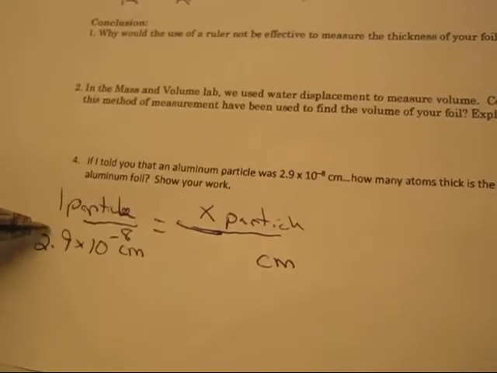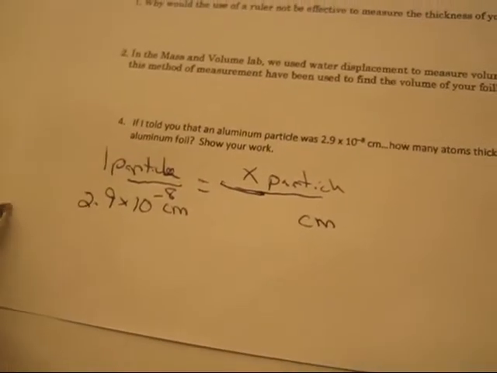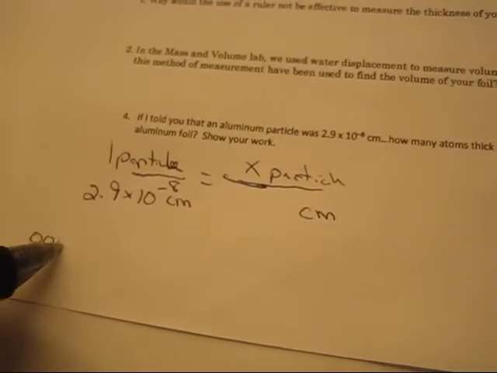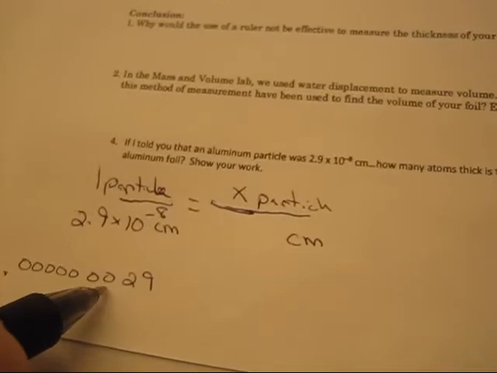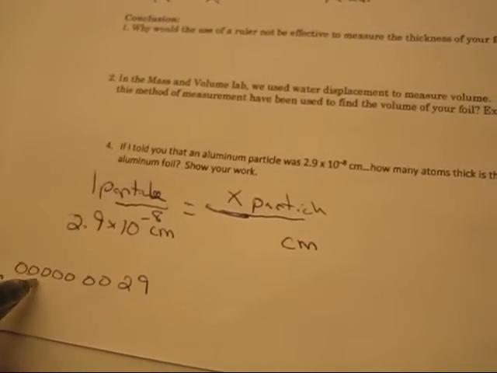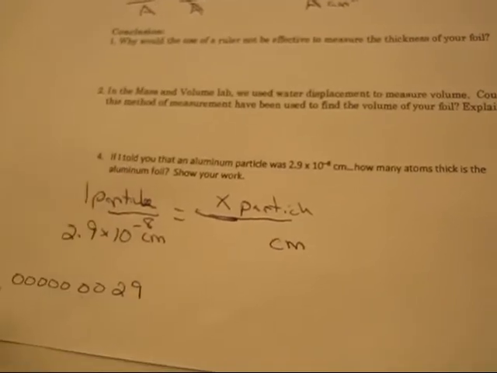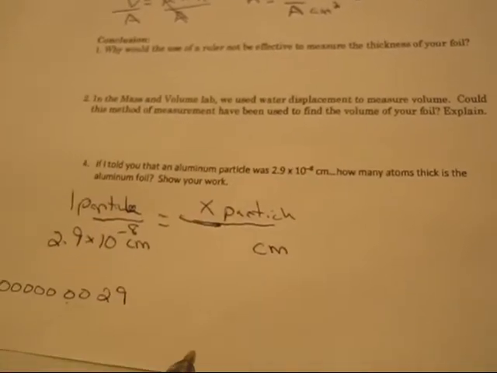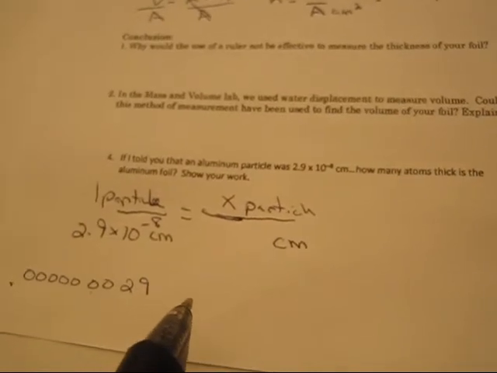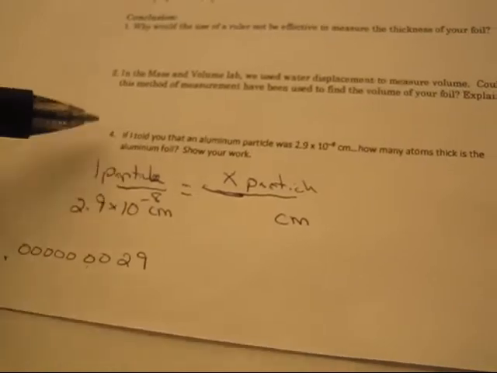So look at this. Which number is bigger? Well, this number is bigger. To the negative 8 would be if we move this over 8 times, 1, 2, 3, 4, 5, 6, 7, 8, if you know scientific notation. This is way smaller than this number. So again, this number should be bigger than this number that you get. And it should be this many times bigger.